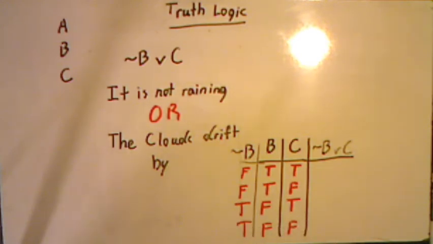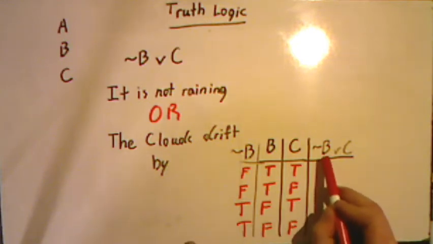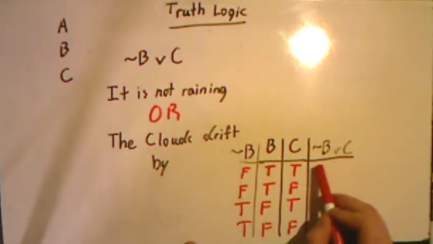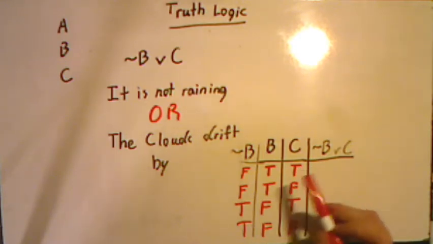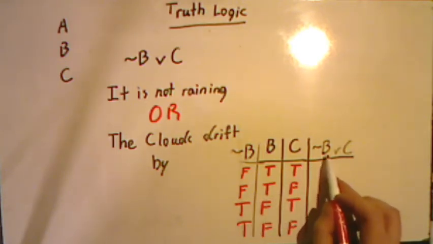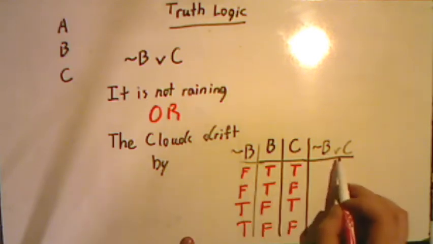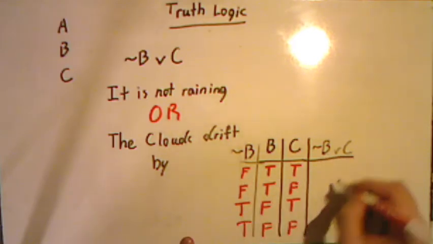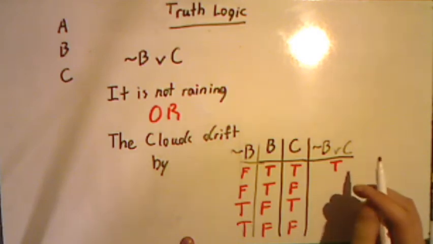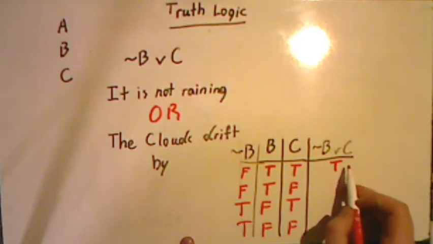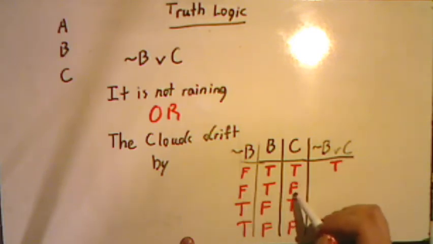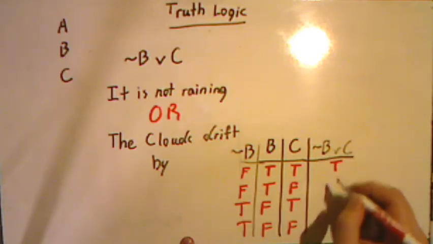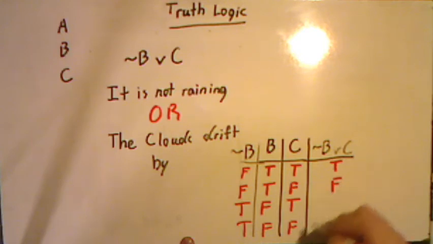And then we take a look that as long as at least one of these values is true within our row, this should be true. So we take a look. Is not B true? No. Is C true? Yes. We got a yes. We put it down as true. All right, so is not B true? No. Is C true? No. Neither of these are true, so that makes this false.